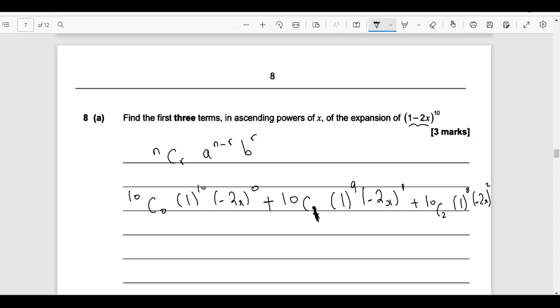The first term is very easy. This would be 1, this would be 1, this would be 1. So it would be 1. Then minus 10 into 2. This would be 1 as well. So it would give you minus 20x. And then you can find it for the last one, 10C2 into 4.